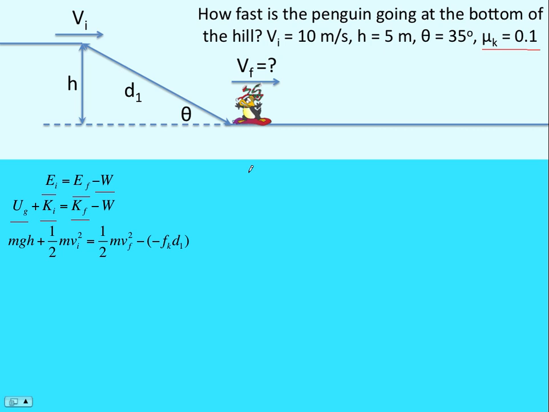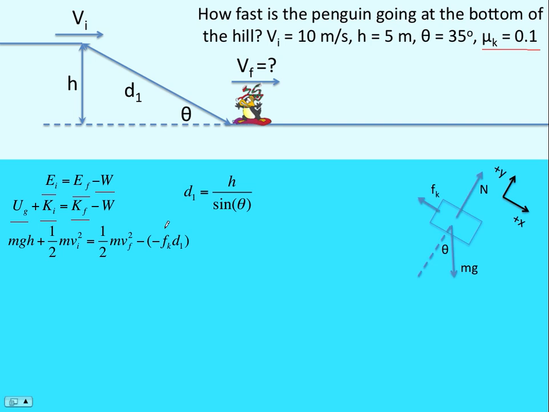And so the distance would be the slant distance, so we have to do a little bit of calculation to figure that out. If we know the height, which is the opposite of the angle theta, we can figure out that d1 is h over sine theta. And we know h and we know theta, so we know this distance. And so now all we have to do, and this is not easy, is get the force of friction.